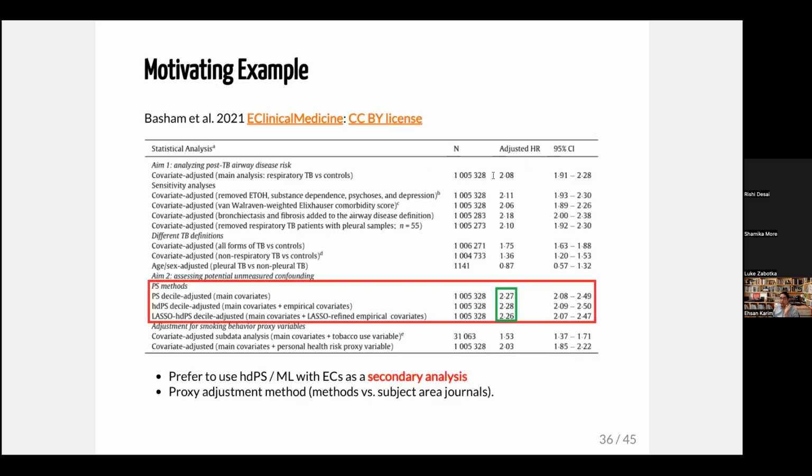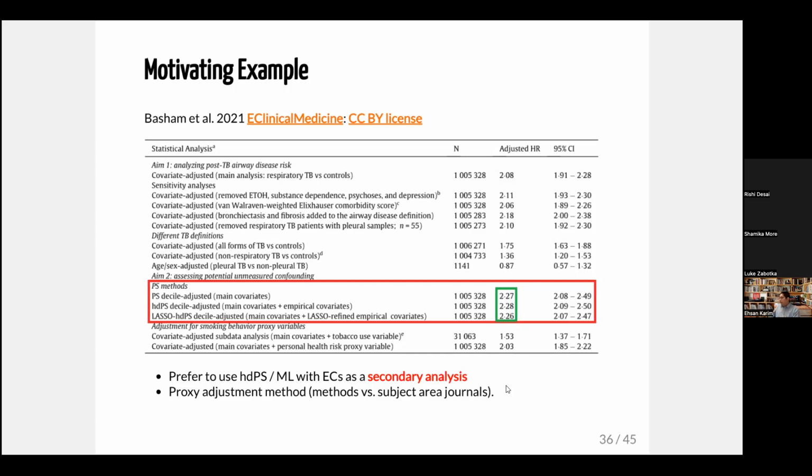All right, so going back to the motivational example that we started with at the very beginning. This is the paper by Dr. Basham, where he used the propensity score method at first, then he used the high dimensional propensity score, and then he used the machine learning version of the high dimensional propensity score, and all of these estimates were very similar. So basically, we were concerned that not including the smoking was biasing our analysis, but then we included the most important empirical covariates, and we saw the results did not really budge that much, right?